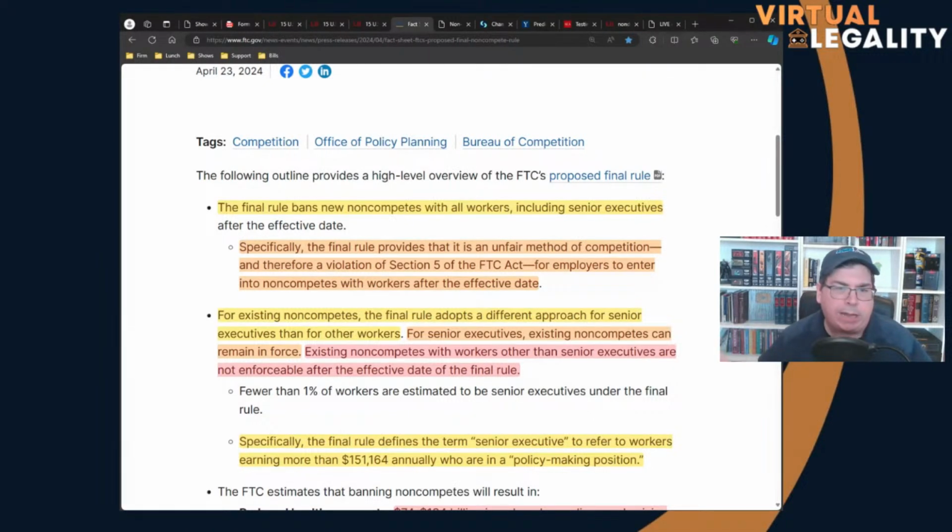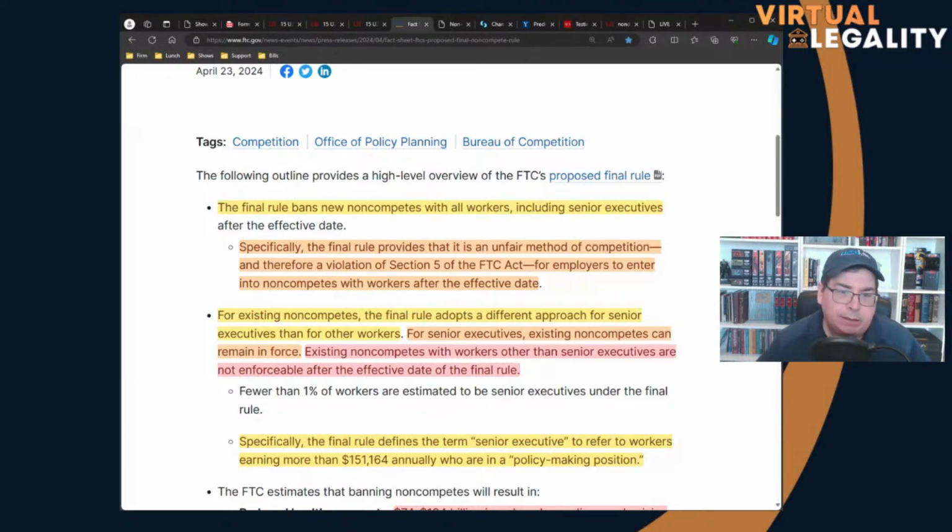The final rule bans new non-competes with all workers, including senior executives. You cannot enter into a new non-compete agreement after the date that this would go into effect. Specifically, the final rule provides that it is an unfair method of competition, and therefore a violation of Section 5 of the FTC Act, what we just read, for employers to enter into non-competes with workers after the effective date.